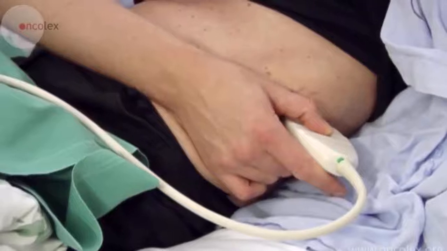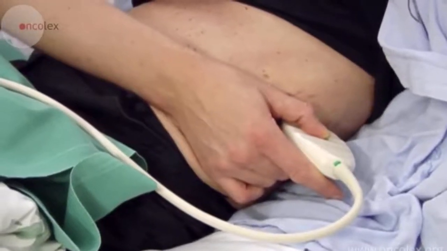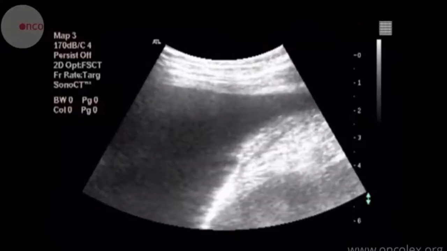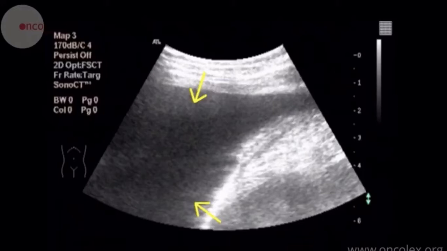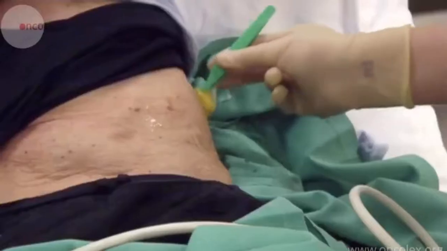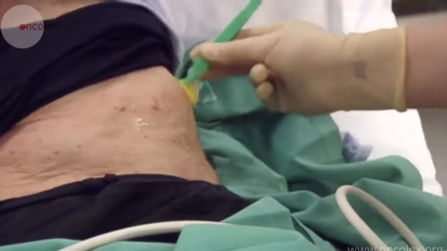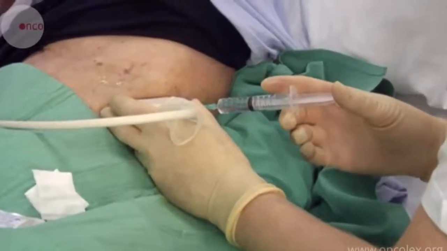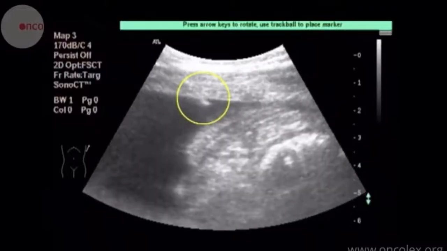The puncture site is chosen. The puncture is made at the point of optimal access to the fluid. This is the fluid accumulation in the pleural space. The puncture site is disinfected. Local anesthesia is injected in all the tissue from the skin to the pleural space.